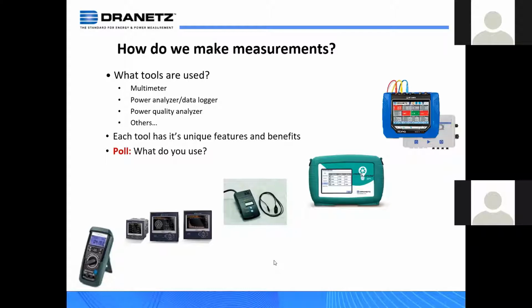We mentioned 4 categories here, 3 categories. So if you can please answer the questions here. Do you use a multimeter, power analyzer logger, power quality analyzer, all of the above, or maybe something else? This is a multiple choice question, so you should be able to check multiple things at one time. So thank you. I see the answers coming in.